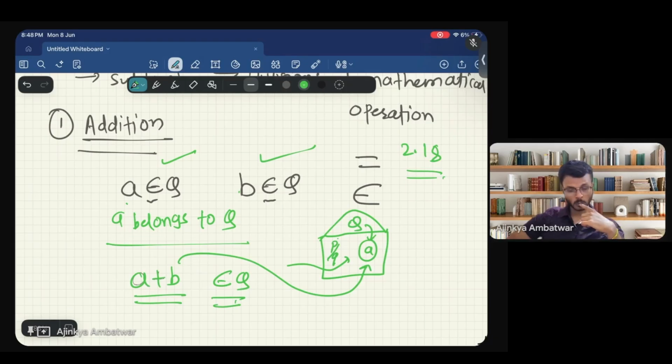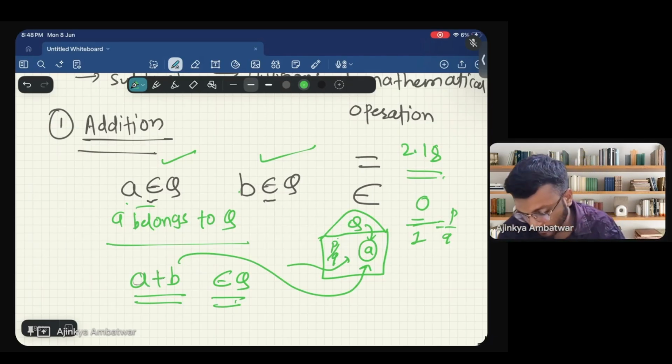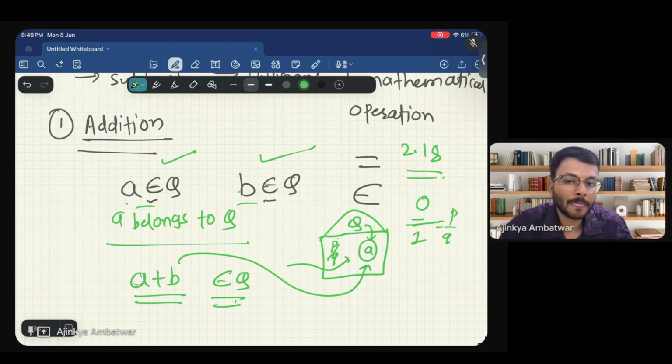Now my question is, zero is also rational. It's also rational, right? 0 by 1, p by q form. It's also rational, correct? Zero is also rational. So my question to you is, is there any possible numbers A and B which are rational, but if I add them, the result is not rational? Is it possible? Anything, any number.